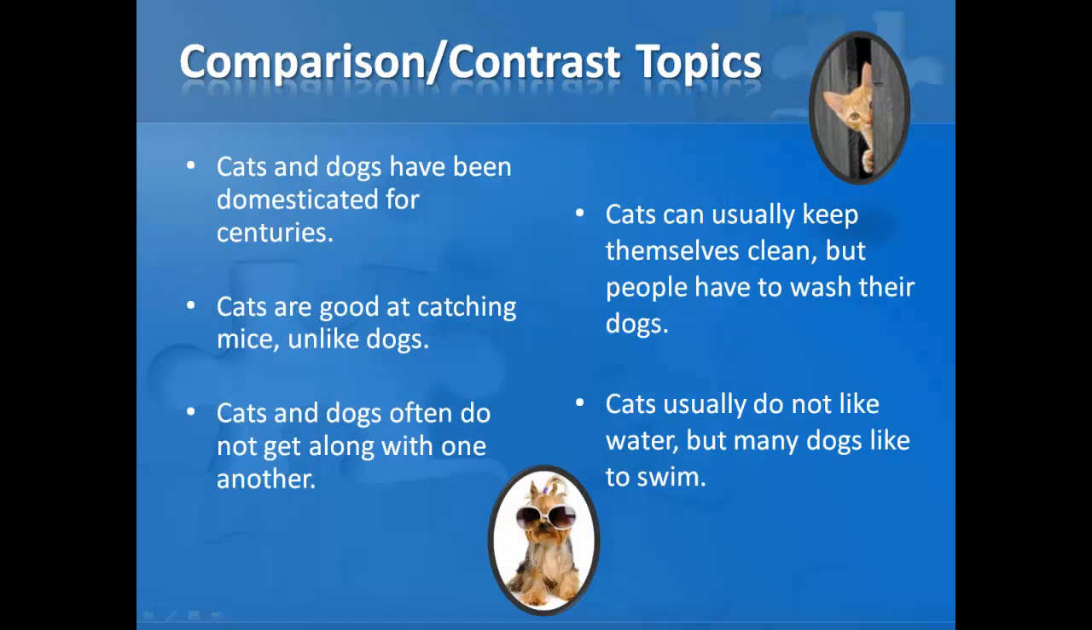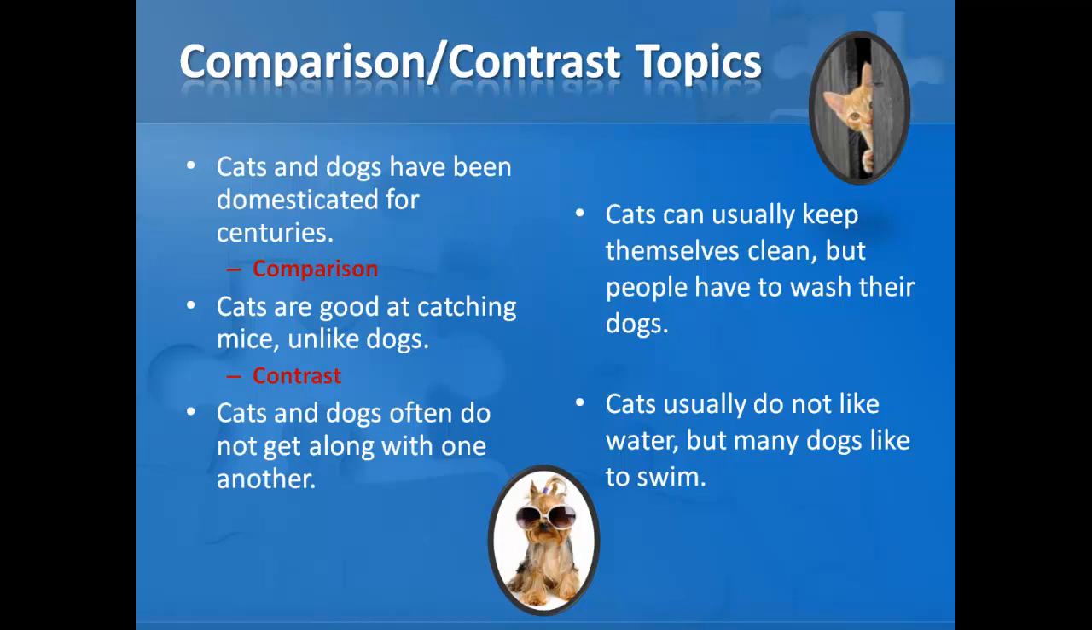Okay. Cats and dogs have been domesticated for centuries. Let's pretend that this is a topic that we're dealing with. Well, you might say cats are good at catching mice, unlike dogs. Is this a comparison or a contrast? Well, in the first case, you have a comparison, and in the second case, you have a contrast.